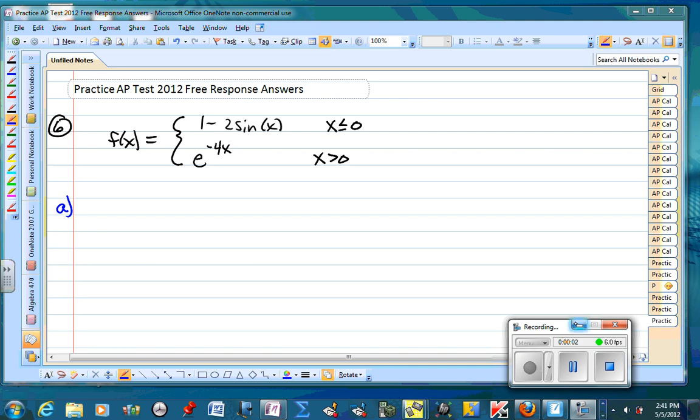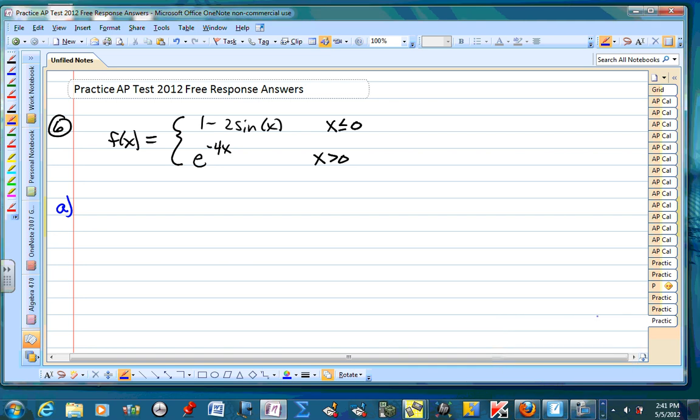Well, here in problem number 6, we're given a piecewise function f, and in part A, we're asked to determine if this function is continuous when x equals 0. And if you remember, there's 3 conditions that have to be met for a function to be continuous at a point. Condition number 1 is that the limit must exist.